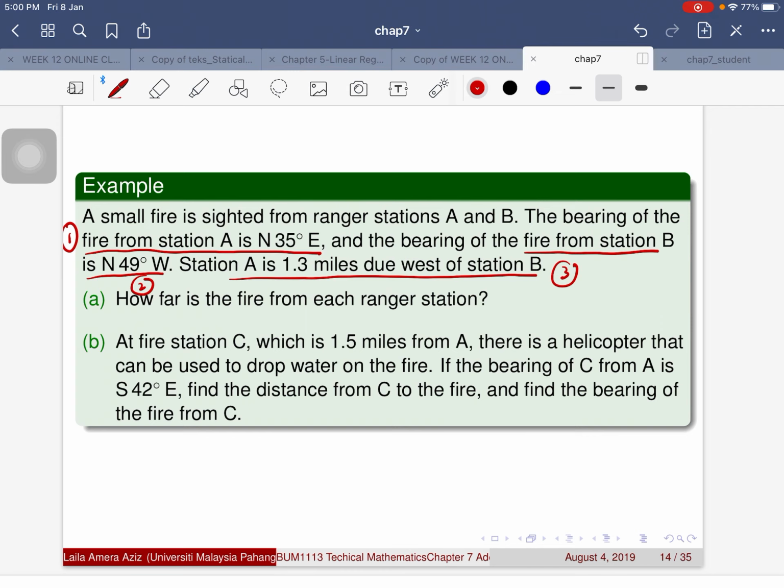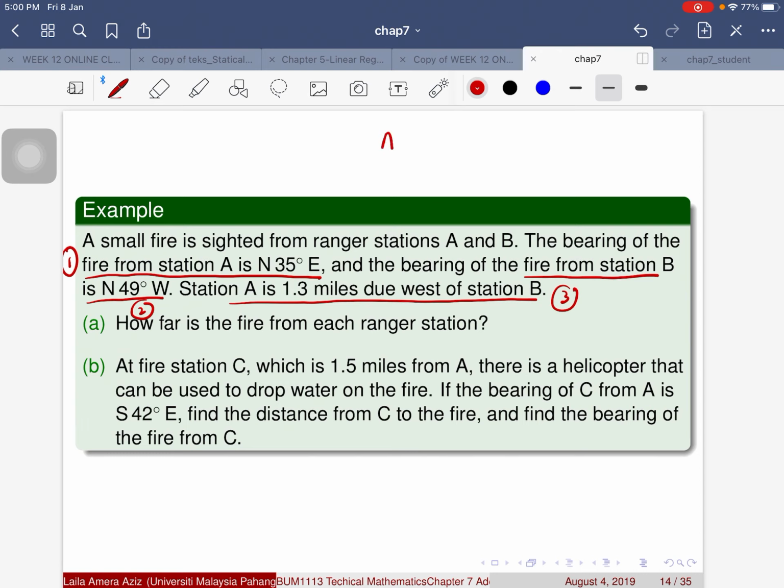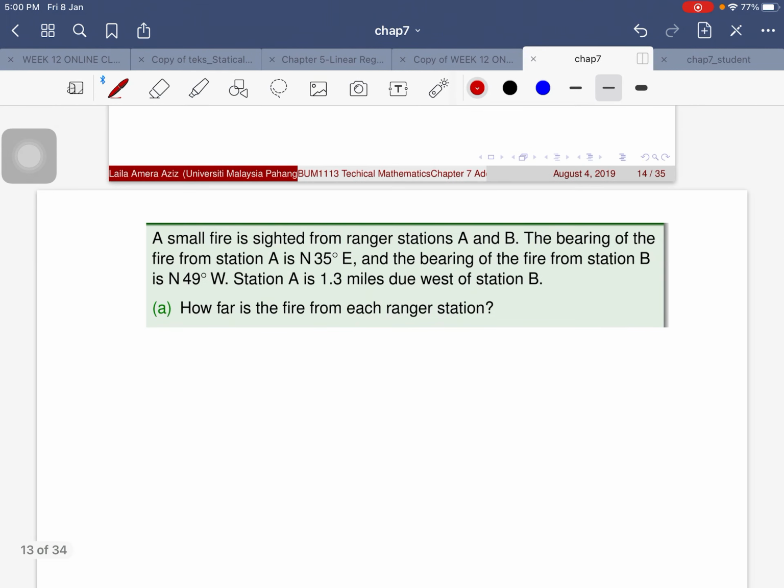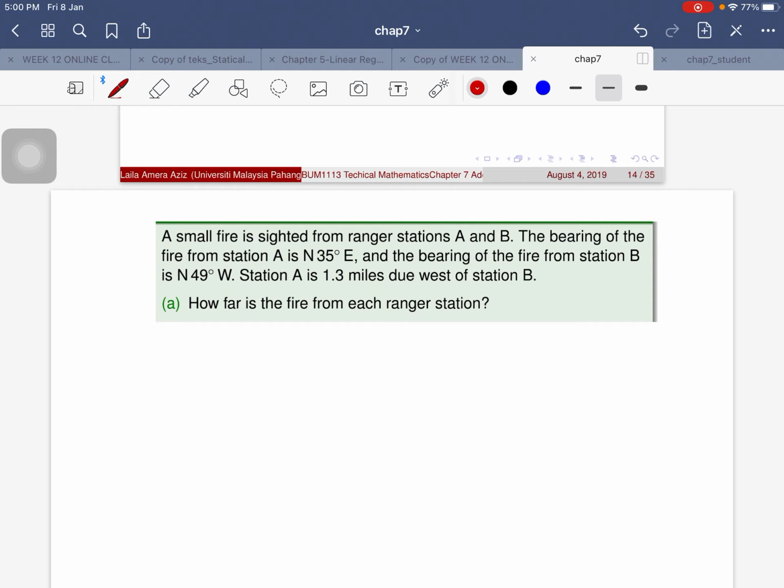So here we have three places that we have to spot: first station A, then station B, and then the fire. Those are the three points that we have to allocate in our sketching. I have copied it over here. First, as I mentioned before, the fire, this is our first information, this is our second information, and this is our third information.